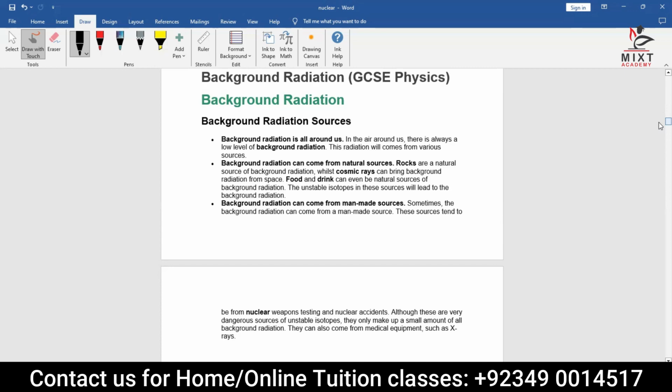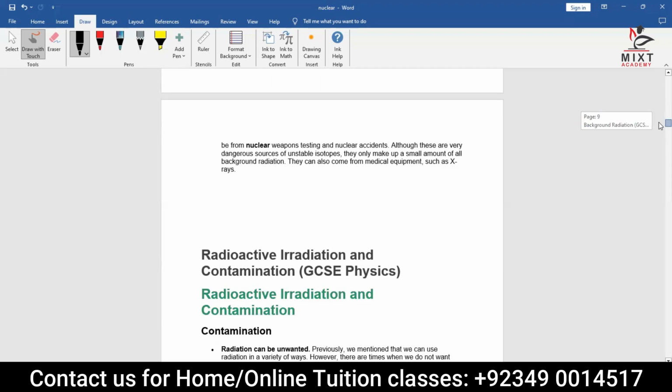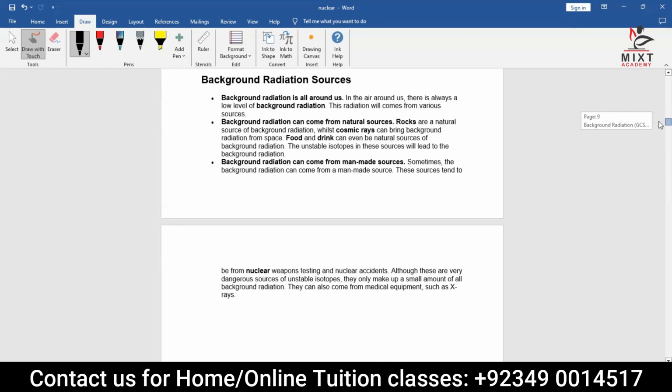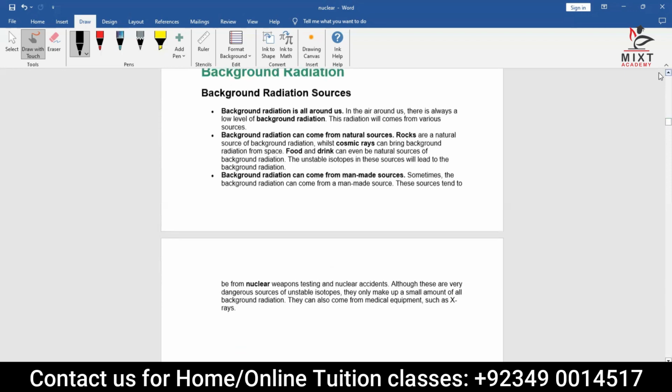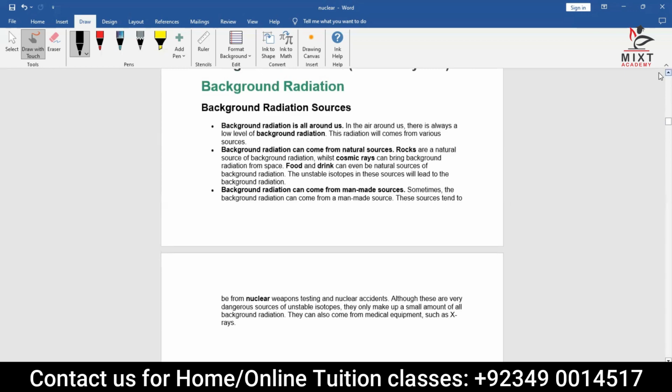Background radiation can come from man-made sources as well. These sources can be nuclear weapon testing or nuclear accidents. Although these are very dangerous sources of unstable isotopes, they only make up a small amount of all background radiation. They can also come from medical equipment such as X-rays. Okay, so this is a very small topic related to background radiation. I want you to write a heading, background radiation, and write something related to background radiation as well. Write this all, please. So, done.